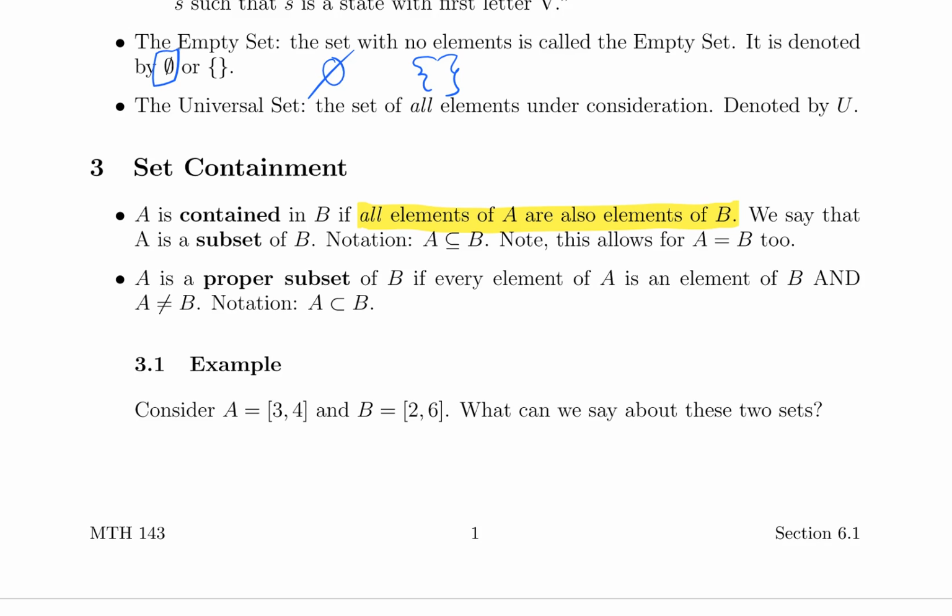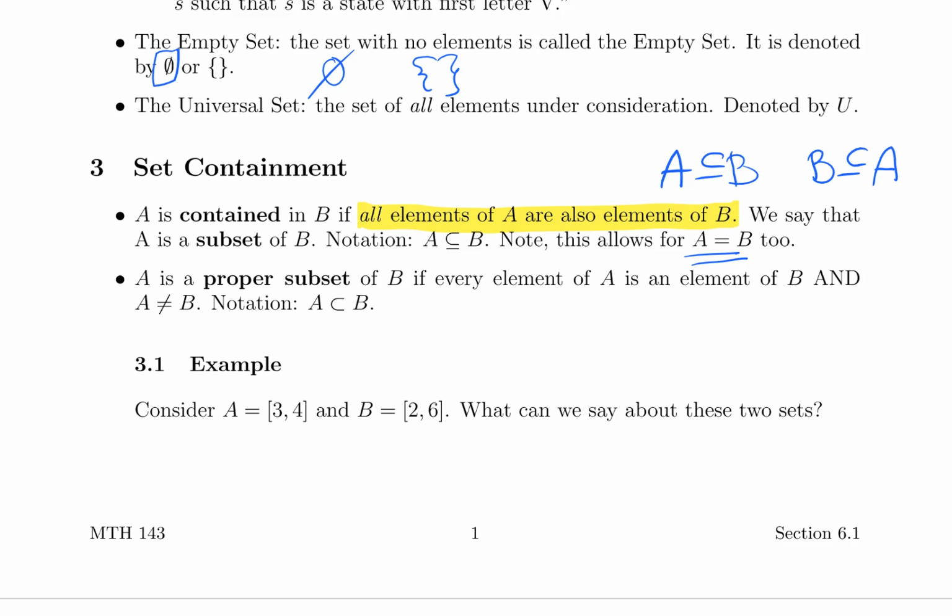And you can think of this sort of as less than or equal to, because if A and B are actually equal, then technically all of the elements of A are also elements of B. And so if two sets are equal, that just means that A would be contained in B and B would be contained in A. And if that's the case, then we must have that A and B are actually the same set. So just keep that in mind. If two sets are equal, they are still technically subsets of each other.